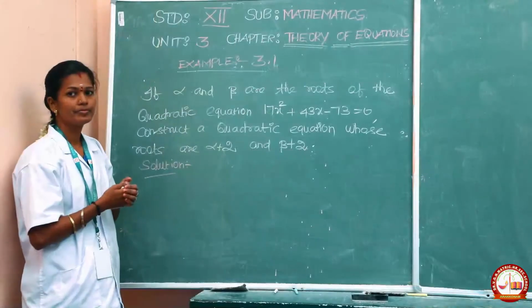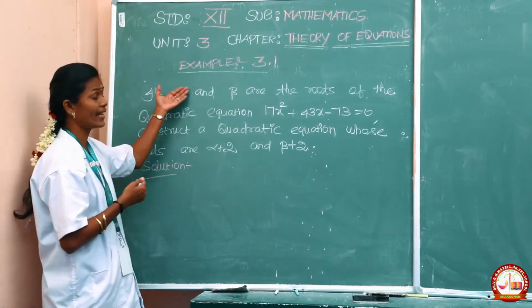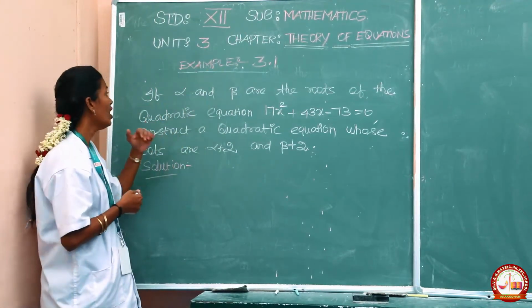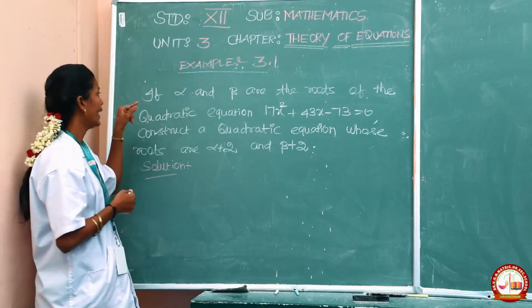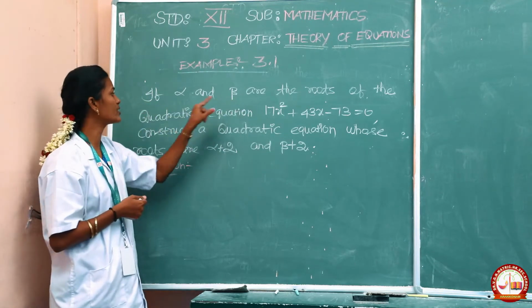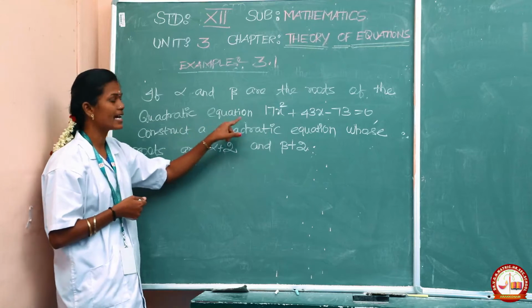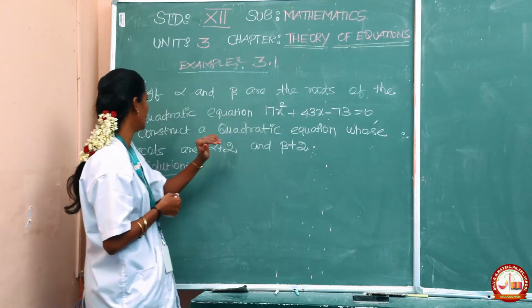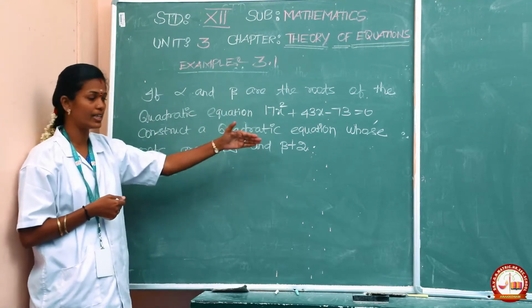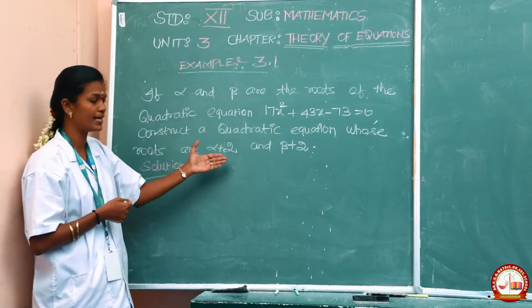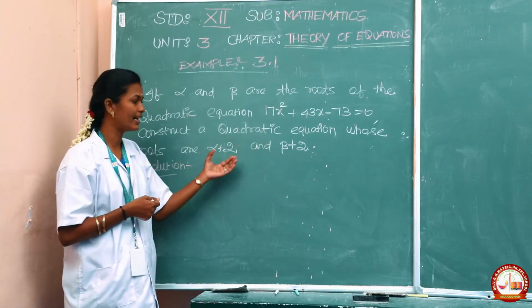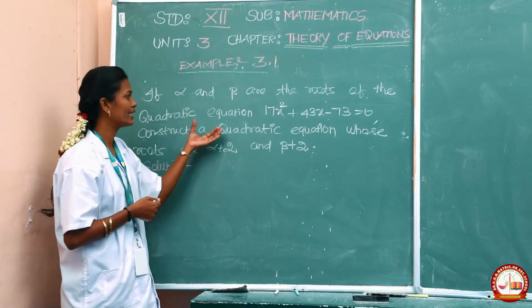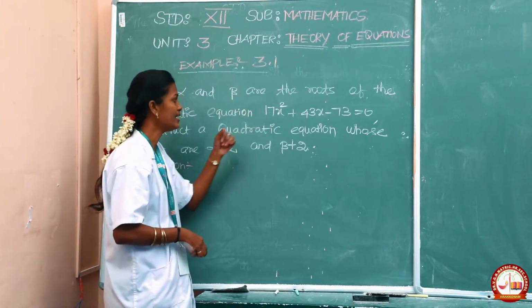And then based on this topic, we see one example. Example 3.1. What is the question given there? If alpha and beta are the roots of the quadratic equation 17x^2 + 43x - 73 = 0, construct a quadratic equation whose roots are alpha + 2 and beta + 2. The two roots are given there.